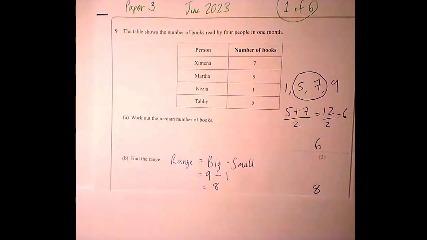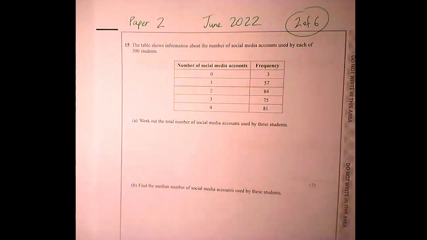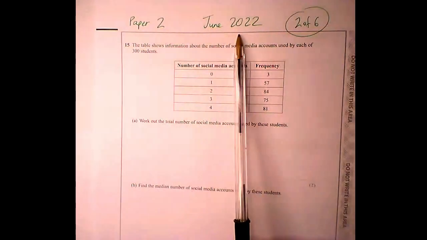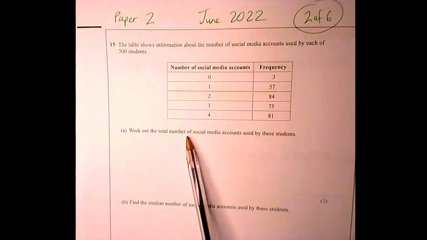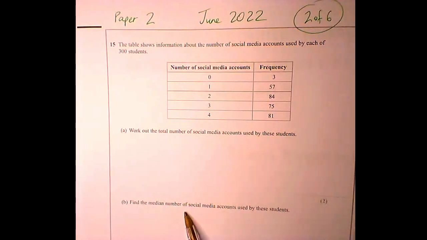Okay, let's go to the next question. We're going to ignore part C because it's not relevant for today's topic. Here is question 2. This is from paper 2. Again, calculator is allowed from June 2022. Press pause and have a go. Work out the total number of social media accounts used by these students. And then part B, find the median number of social media accounts used by these students. So first of all, have a go, press pause, and when you're ready, press play.